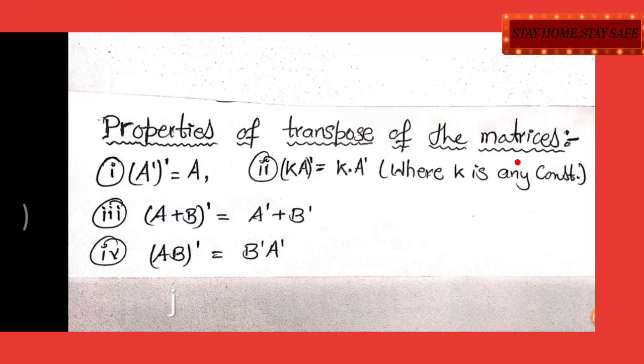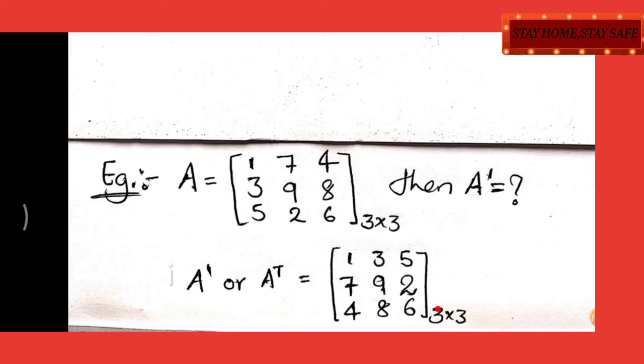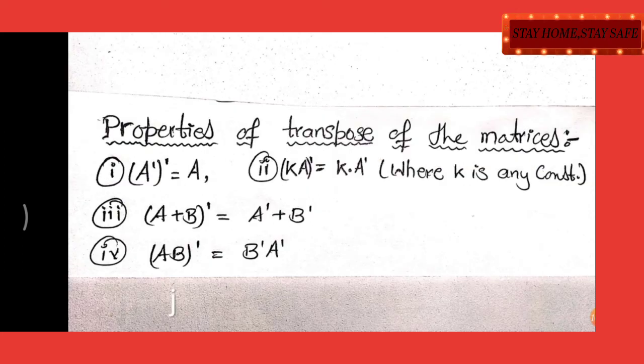It has some properties. What are those properties, friends? Properties of the transpose of matrices. That is, A dash whole dash is A only. It means the resultant we got by transposing once, if we transpose that obtained matrix once more, then again we'll get the same matrix as the first one. That is the first property. The second property is K A dash. If we multiply a scalar to a matrix and then transpose it, that is equal to multiplying the scalar to the already transposed matrix. So that is the second property.